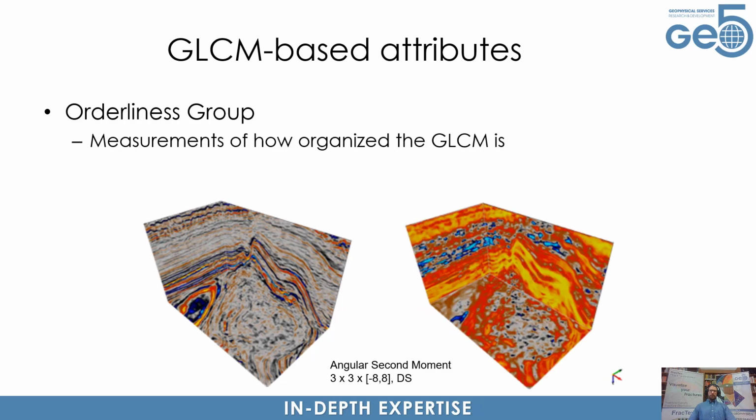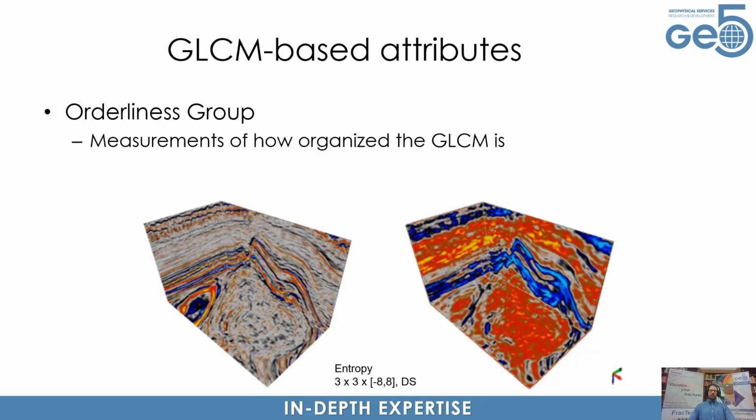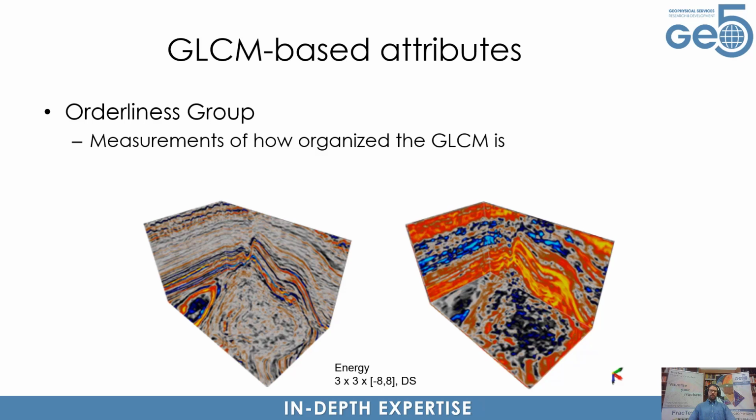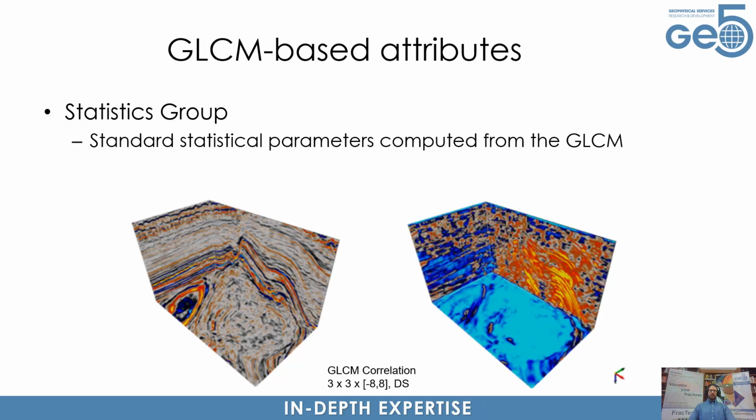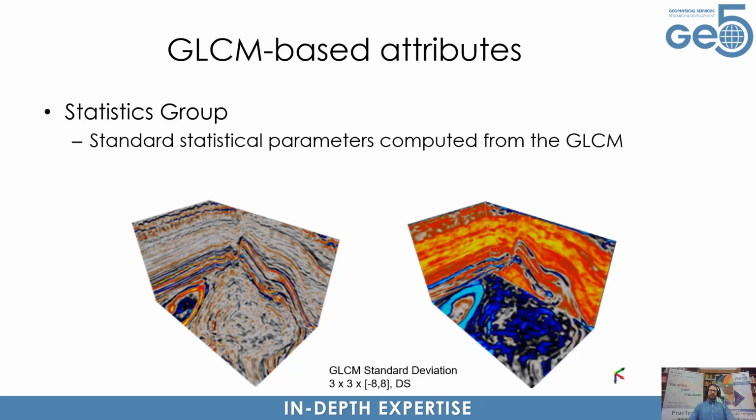Then we have the orderliness group. This is a measurement of how organized our GLCM is. And in this group, we have attributes such as angular second moment, the entropy, or the energy. And then we have the final group, which is the statistics group. And this is standard statistical parameters computed from the GLCM, like the mean or a correlation factor or standard deviation.